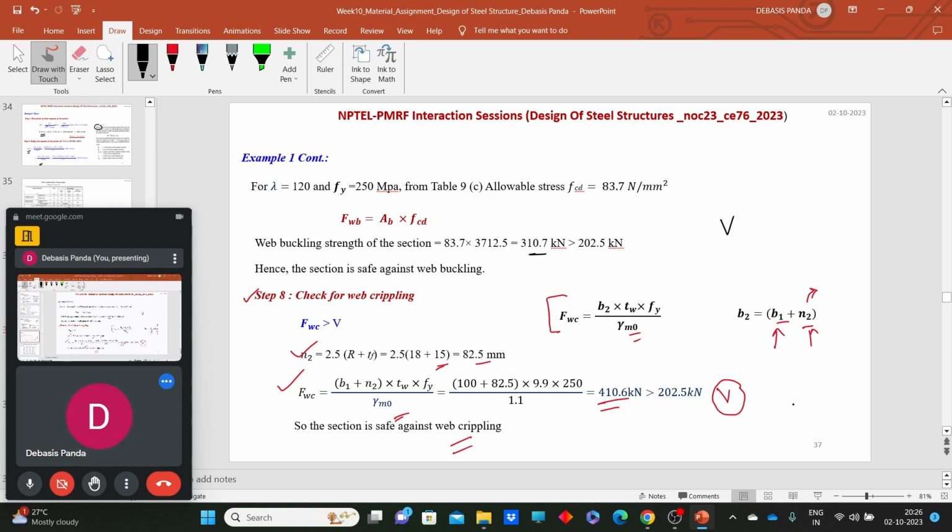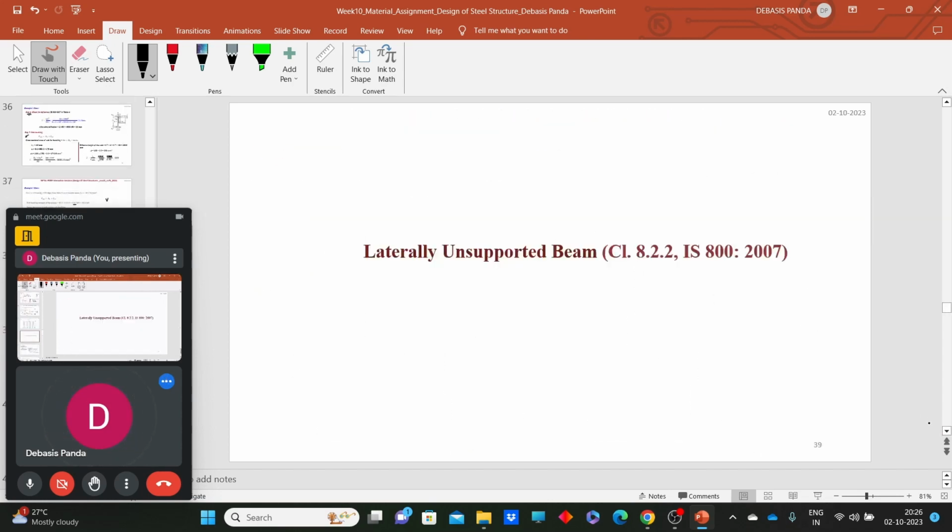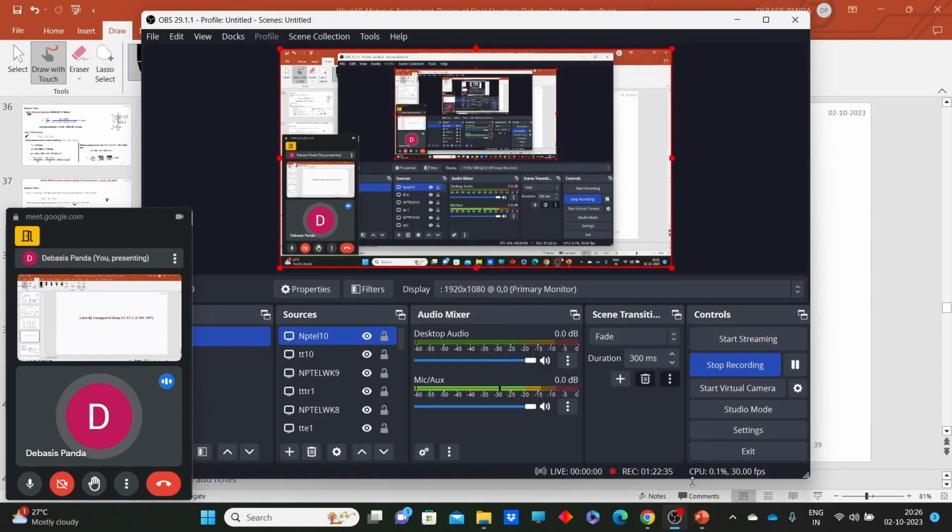Okay, so now we will move to another kind of beam, that is laterally unsupported beams. So till now, do you have any questions?